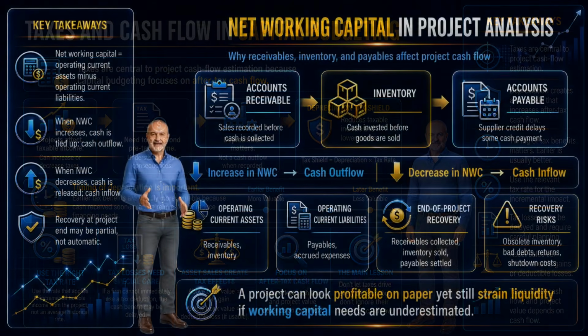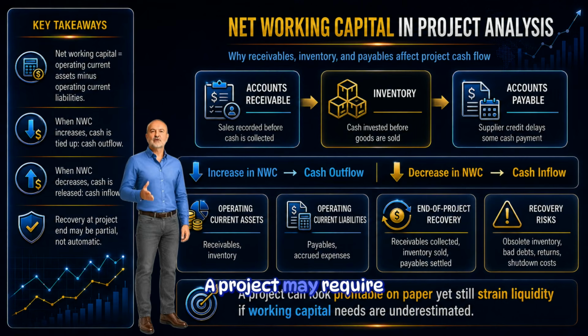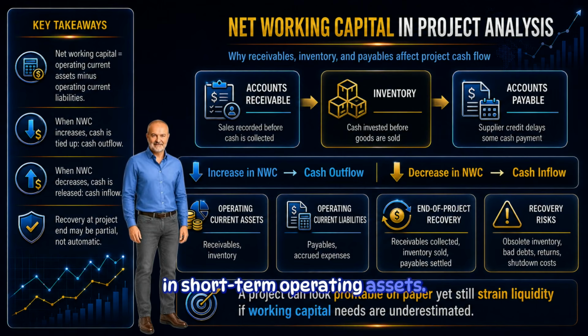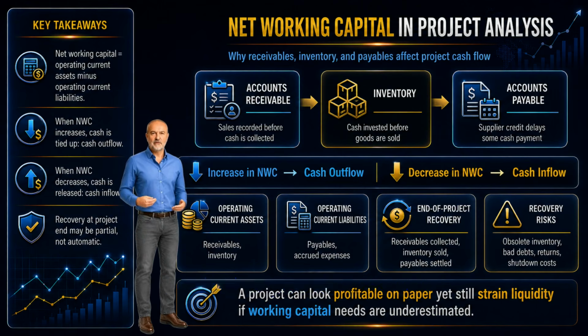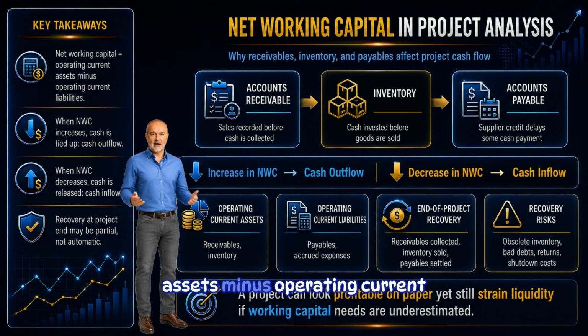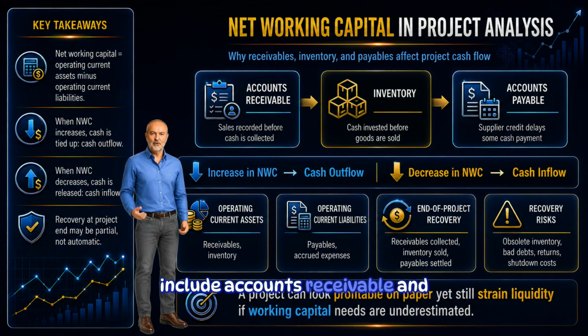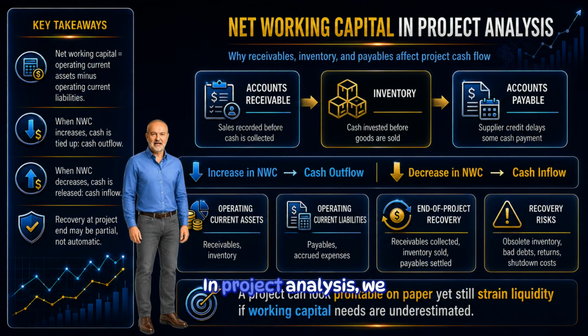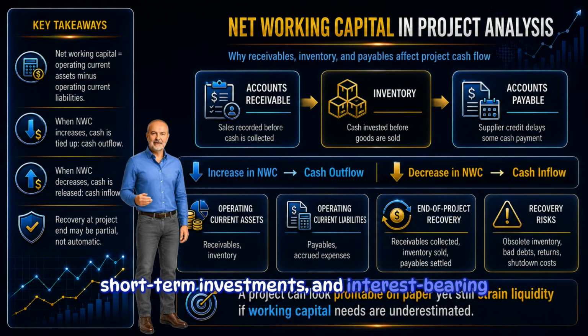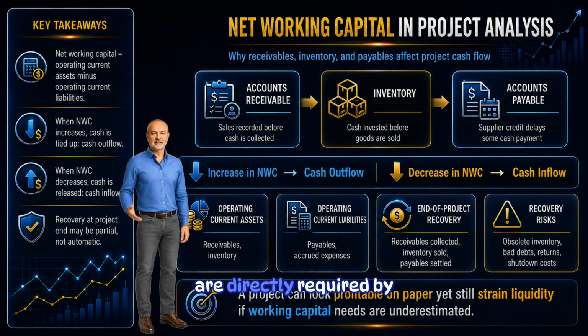Let's now focus on net working capital. A project may require investment not only in long-term assets, but also in short-term operating assets. Net working capital usually refers to operating current assets minus operating current liabilities. Operating current assets often include accounts receivable and inventory. Operating current liabilities often include accounts payable and accrued expenses. In project analysis, we usually handle excess cash, short-term investments, and interest-bearing debt separately, unless they are directly required by the project. Here is the intuition.